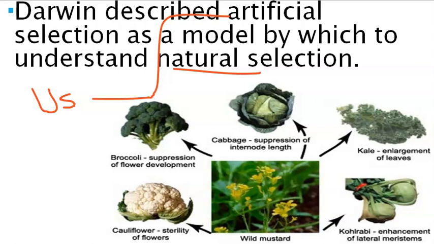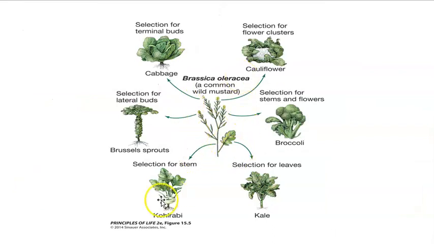We were mating these plants looking for specific traits. We've done this with so many things. And here's maybe a better picture of this. Selection for stems, selection for lateral buds, selection for terminal buds, flower clusters, stems and flowers, selection for leaves, kale. And that all came from the ancient common ancestor, the wild mustard plant.